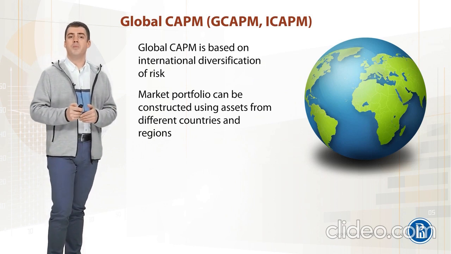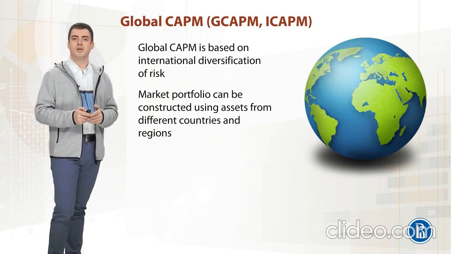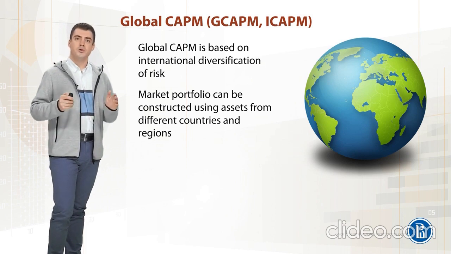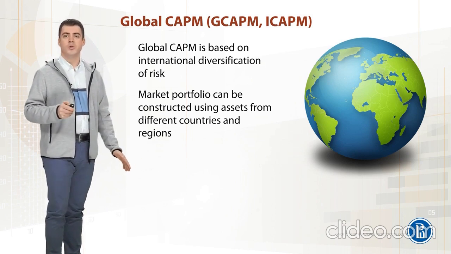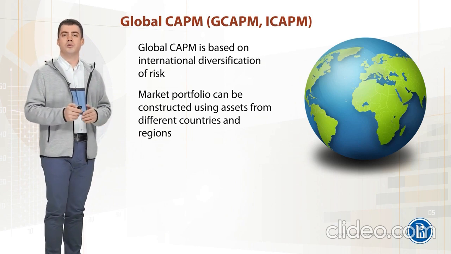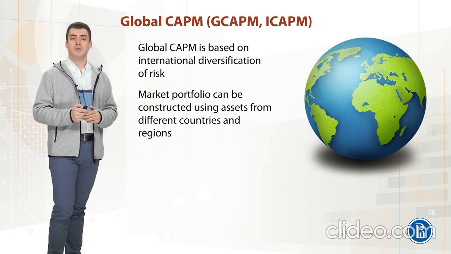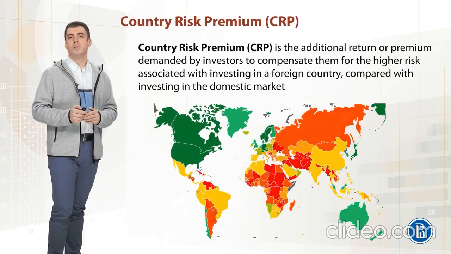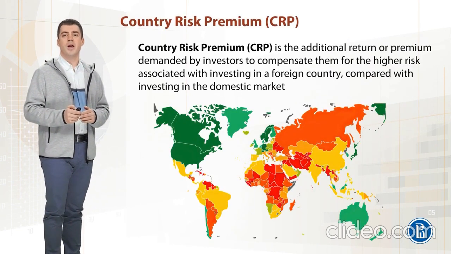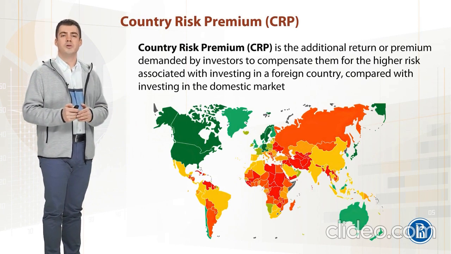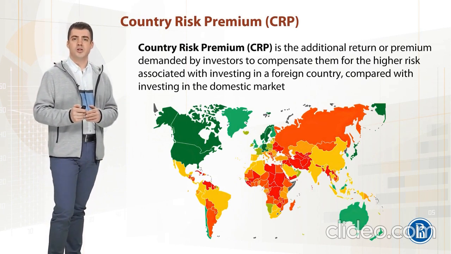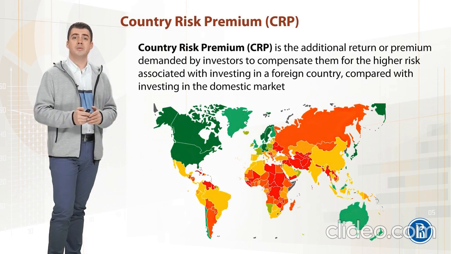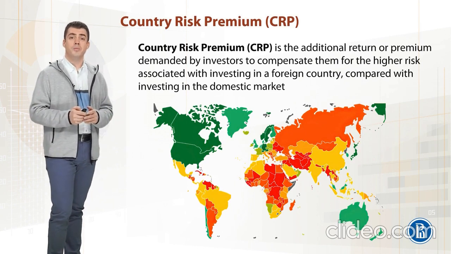This model of CAPM takes into account such factors as inflation, transaction costs, exchange rate risks, and barriers to foreign investment in expected return computation. However, when it comes to investing in a particular overseas country, we need to adjust our expected return estimation by what is called the country risk premium.